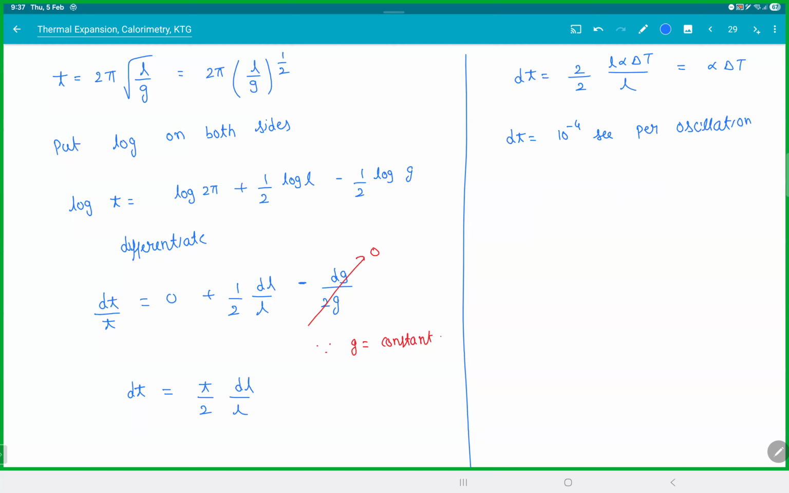You can do that, Arya. But again, why? Alpha delta t is small, so the approximation will come back. Same thing. Now understand here. How is your clock designed? The clock is designed so that every time you complete one oscillation, the clock will count 2 seconds.